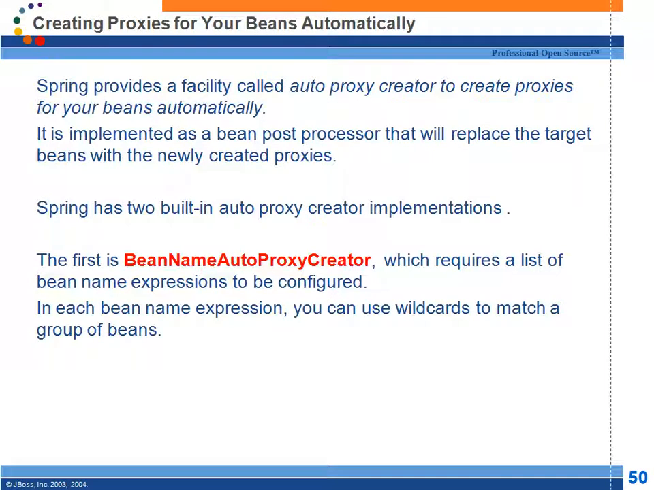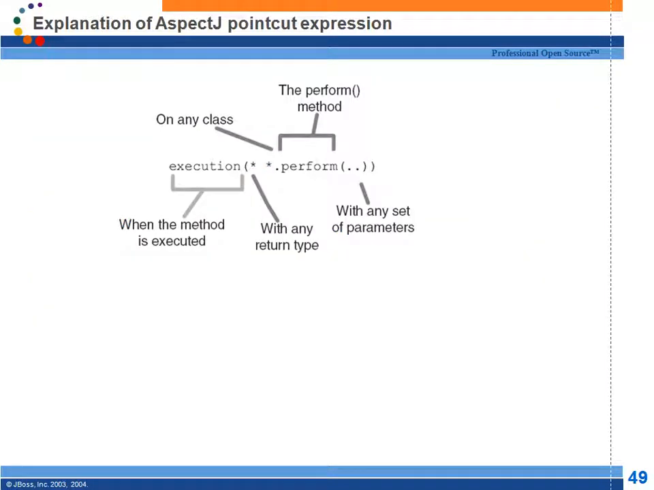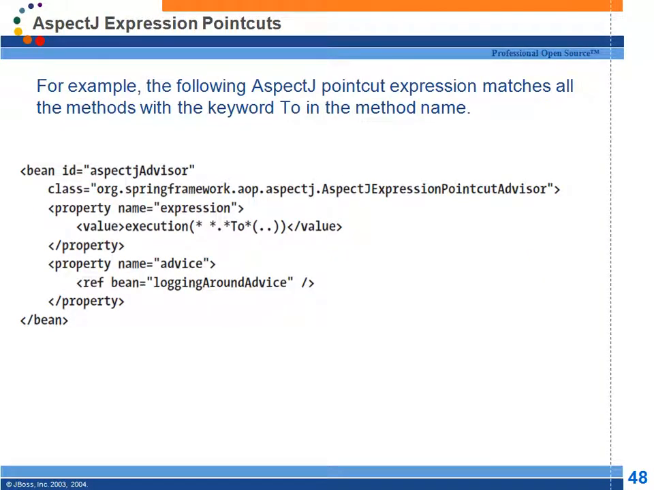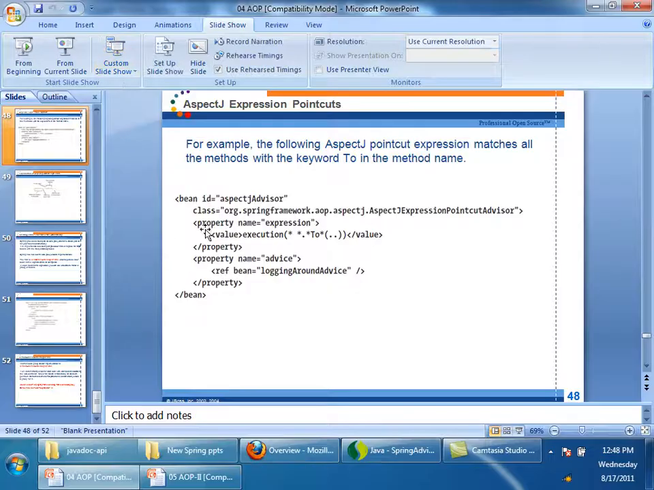this is the expression, right? Okay. Now see this code. This is the aspect expression pointcut advisor, right? And we are applying advice to it. Do I need to create a proxy again? After I have this advisor, do I need to create a proxy?